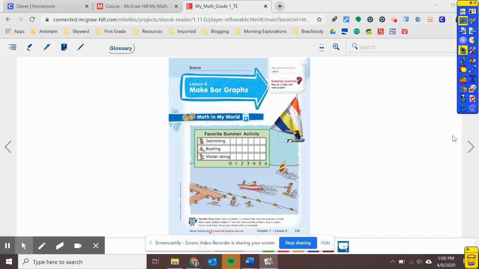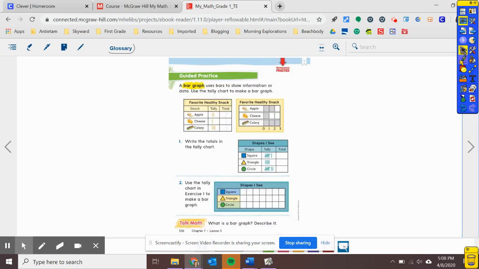I'm going to clear my whole page. We're going to turn our paper over. So now we have a bar graph. So a bar graph uses bars to show information or data. Use the tally chart to make a bar graph. Like I said before, we're almost always going to use a tally chart to help us make these bar graphs.